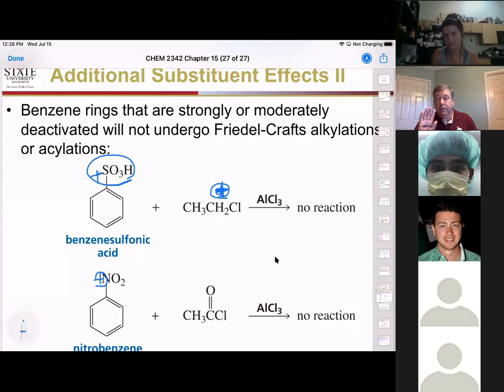So, the first thing we have to think about there is, if we want them both on the product at the end, we might have to change the order of our reactions because these reactions don't progress once you have those electron withdrawing groups on there.